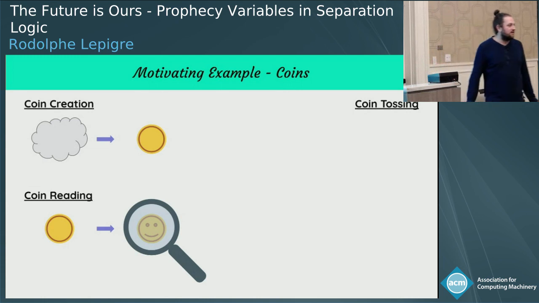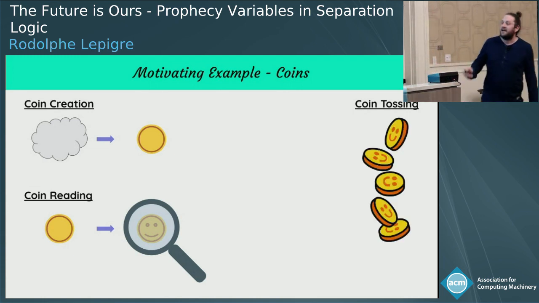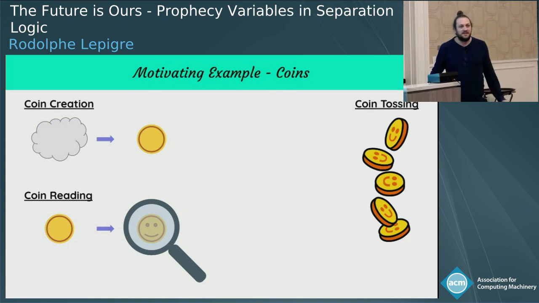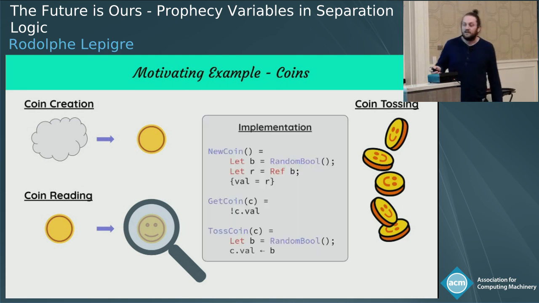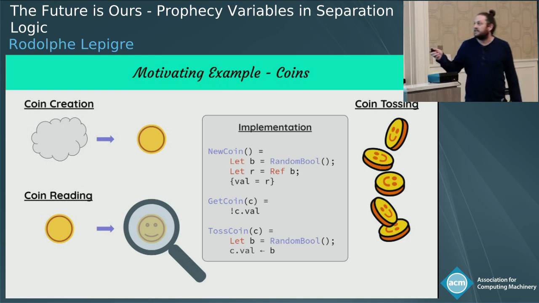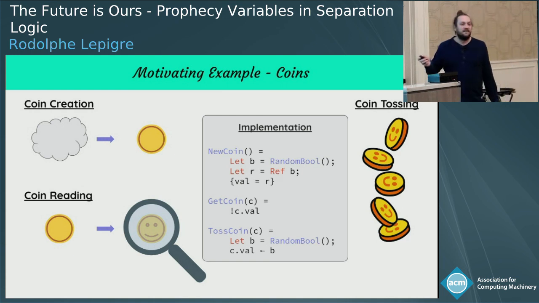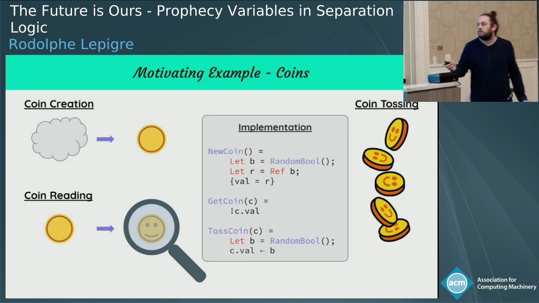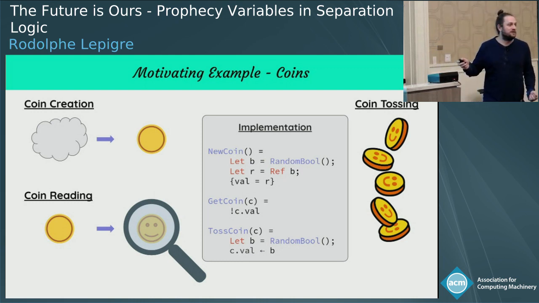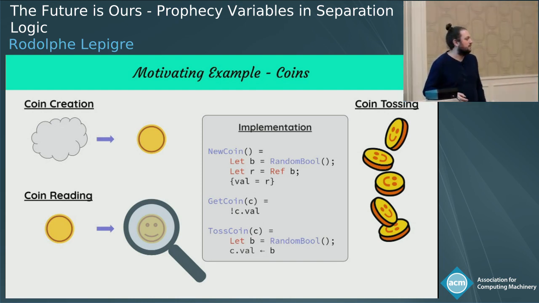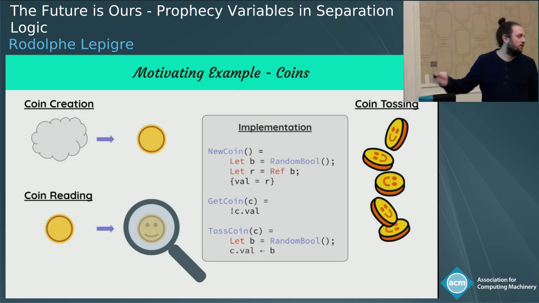And finally, the last coin operation, which is indeed the most entertaining one for coins, is tossing. And as you all guessed, tossing a coin can affect its value, its mood, in a non-deterministic way. All of these three operations can be implemented in a straightforward way. What I've done here is represent the coin as a record with a single field val that contains a reference to a Boolean. To implement getCoin, you simply dereference that pointer to get the Boolean. And for tossing, you update its value with a newly picked Boolean.